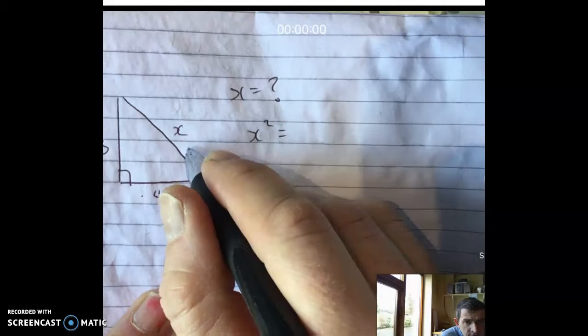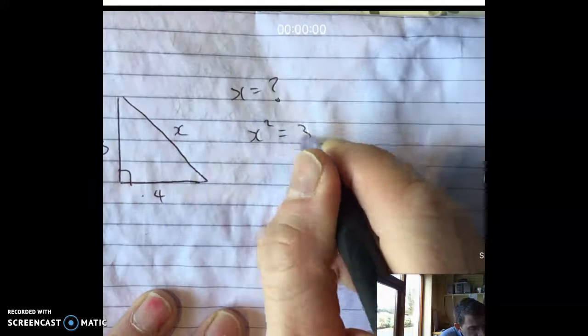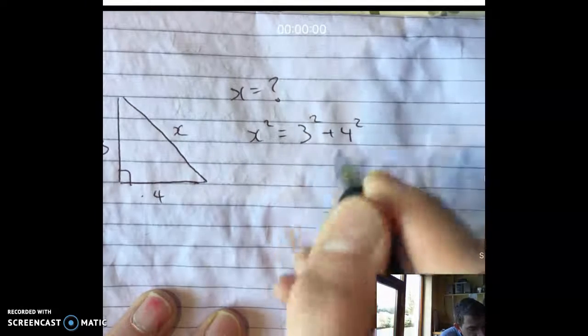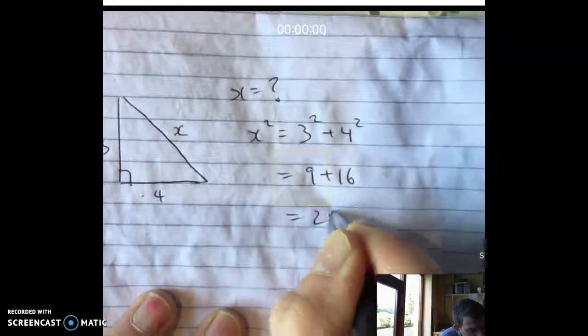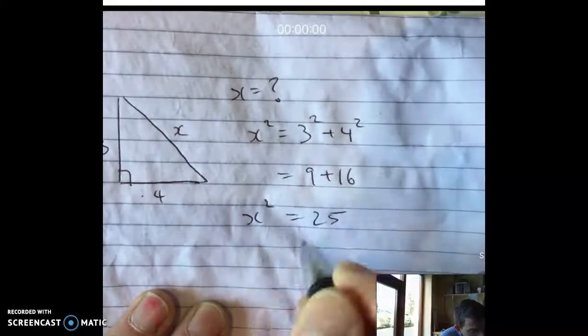The square of the length of the hypotenuse equals the sum of the squares of the other two sides. So we have 9 plus 16. So x squared equals 25.